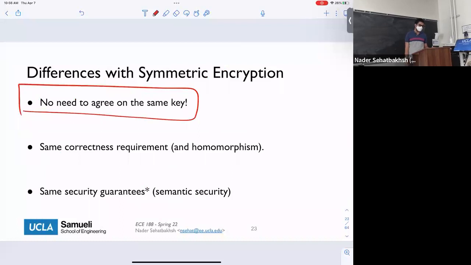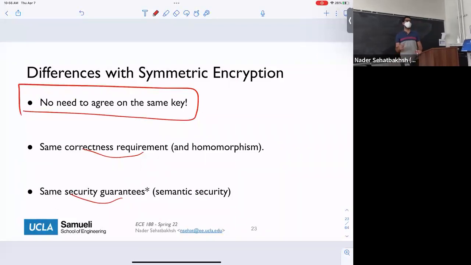And then the good thing about this functionality is that we're going to get the same correctness requirements, the same correctness criteria, and the same security guarantee. So basically, it can be shown that if you follow the correct way of creating asymmetric mechanisms, we're going to get the same semantic security. All right?